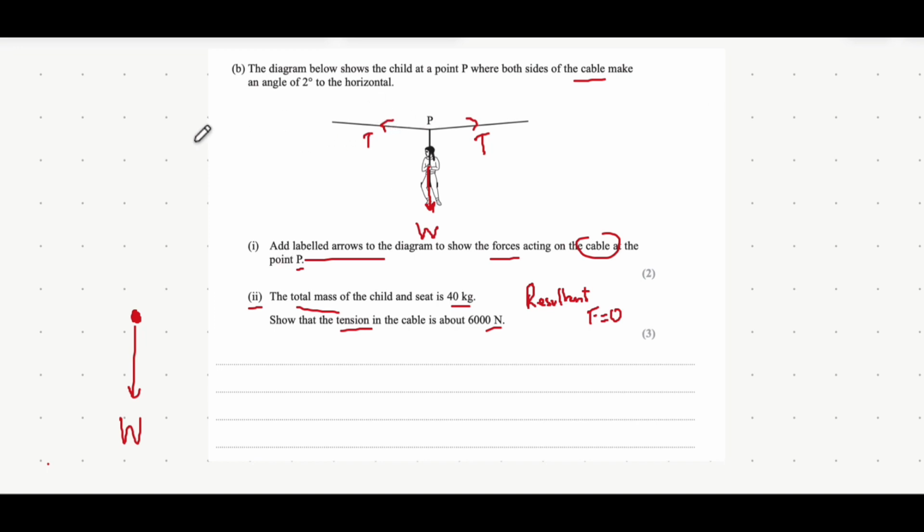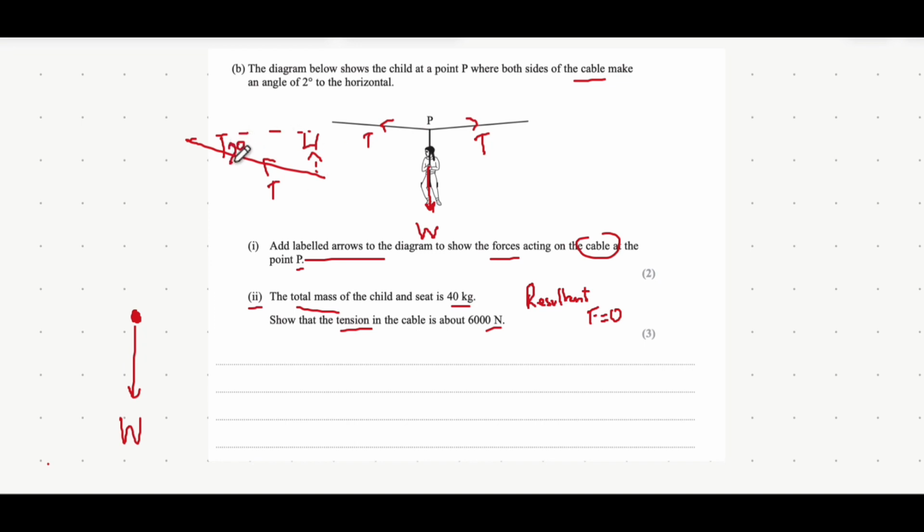You have to be careful with components here, because if we look at only this section here, let's draw our own right angle triangle out. Going up the rope is tension. We know this angle here is 2 degrees from the horizontal. What we want is the vertical component of this tension. How do we find that?